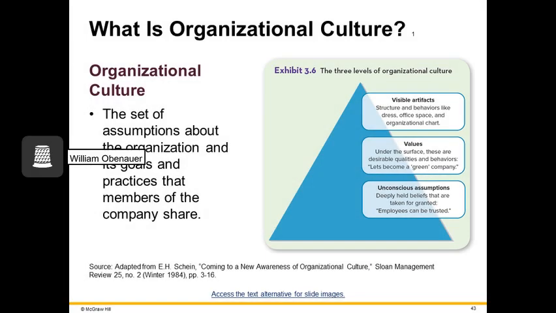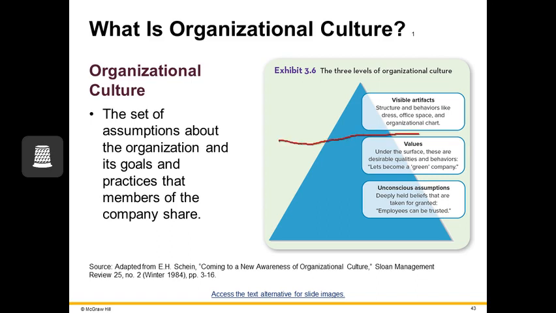Within our internal boundaries, one of the most important things that we can think about is our organizational culture. And this is our set of assumptions and beliefs about the organization and its goals that members of the organization share. All right. Now, the culture has three different components to it. We have visible artifacts. Now, this is the part that we actually see.